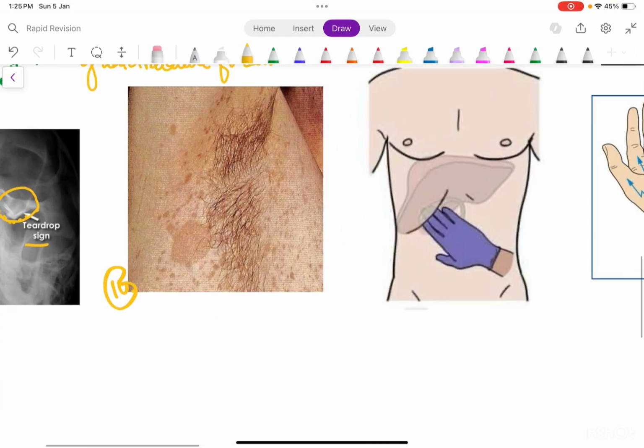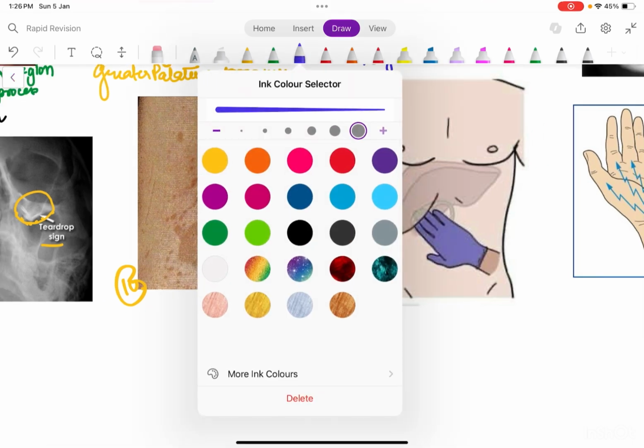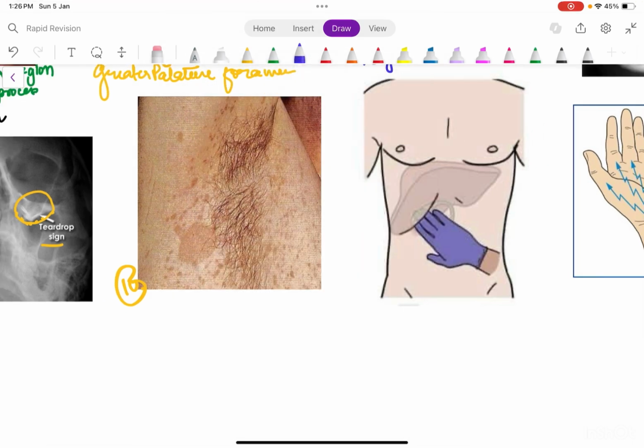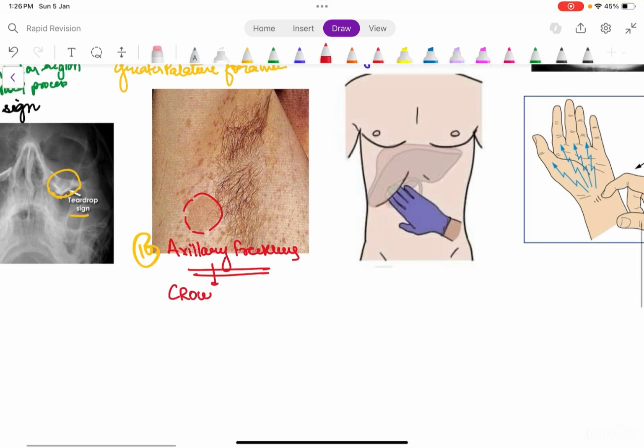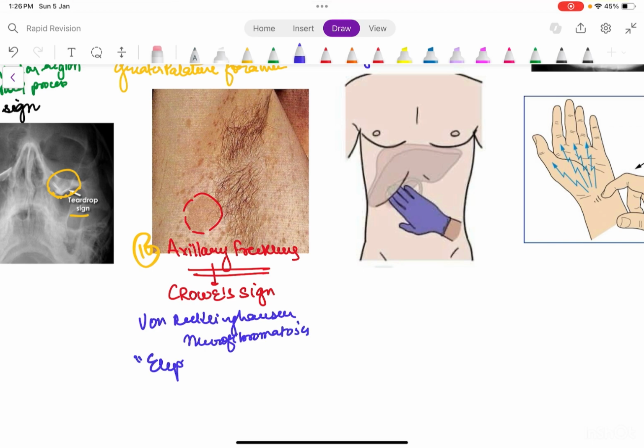Now let's see this one, 10th. This is something we don't study much in BDS, but you can just know it. First of all, this is our axillary region. You can make that out from the photo. Now see this is freckling. In axillary freckling, this is called the Crowe's sign, and it is seen in von Recklinghausen neurofibromatosis, also called elephant man syndrome.